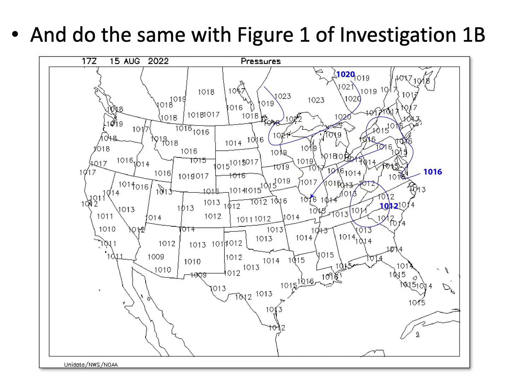When you get to Investigation 1B, you'll be asked to do the same thing for the whole CONUS with figure 1. Just use the data that's plotted there, finding your high pressure areas, your low pressure areas, and drawing the contours in between.